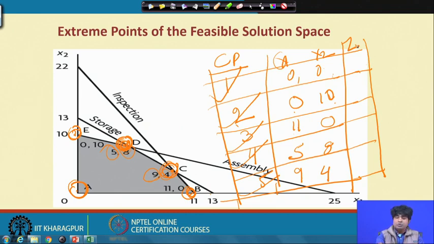So technically, we like to find out z values corresponding to case 1 where x1 equal to 0 and x2 equal to 0. Then we go to case 2, where x1 equal to 0 and x2 equal to 10, and find the z value. Again we go to case 3 where x1 equal to 11 and x2 equal to 0, and we have a z value here. In case 4, x1 equal to 5 and x2 equal to 8, and we can find a z value for case 4. In case 5, we have 9 for x1 and 4 for x2, so we can have the z value. Now you just check all these z values, and where the z value is the highest, that will be the case which you can declare as the optimal solution.